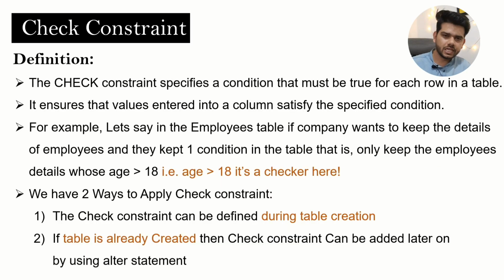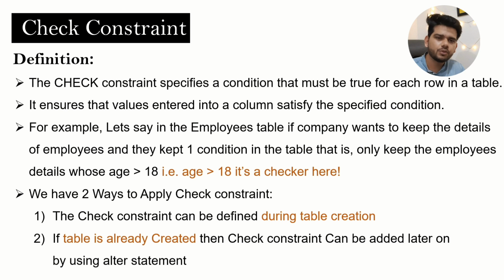Number 5, we have the check constraint. The check constraint specifies a condition that must be true for each row in a table. It ensures that the value entered into the column satisfies the specific condition. For example, let's say in the employees table, the company wants to keep the details of the employees and they set one condition in that table, that only employees having an age greater than 18 are kept, then in that case we can make use of this check constraint here.